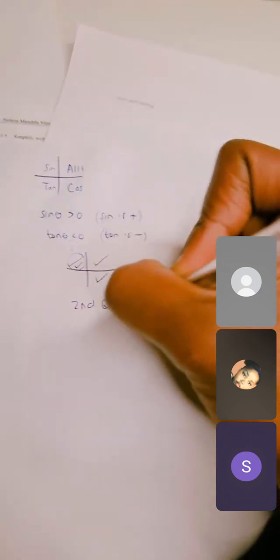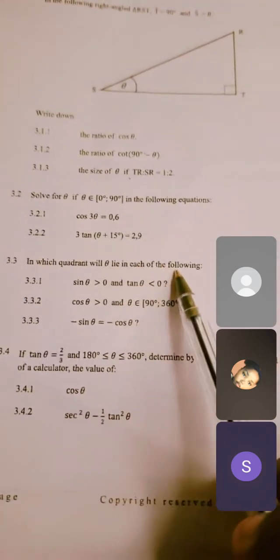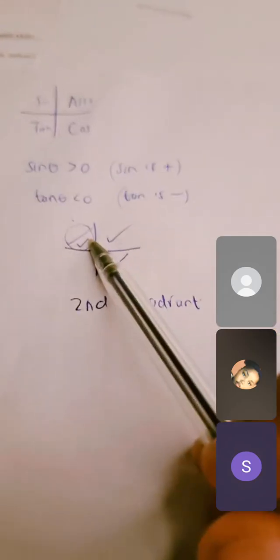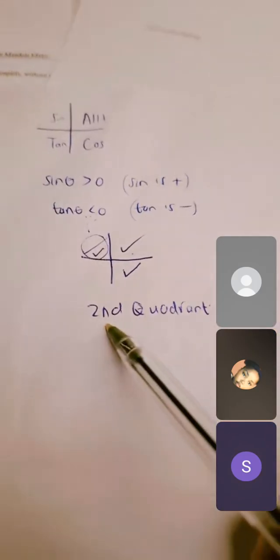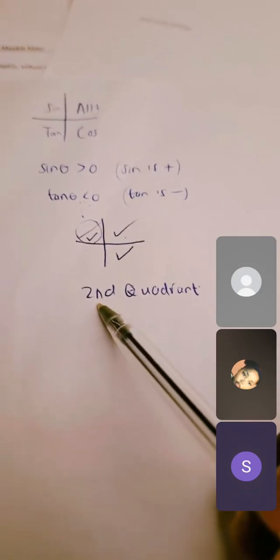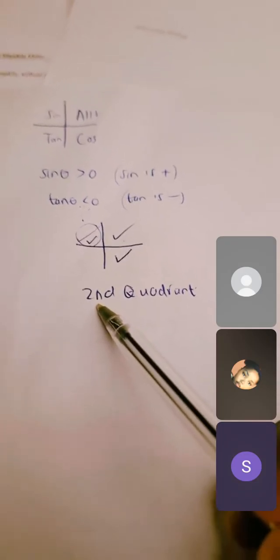If they ask us, in which quadrant will theta lie in each of the following, it's going to lie where the ticks are overlapping. Second quadrant. That's the answer. Theta lies in the second quadrant, if you want to write it fully. But second quadrant should suffice.